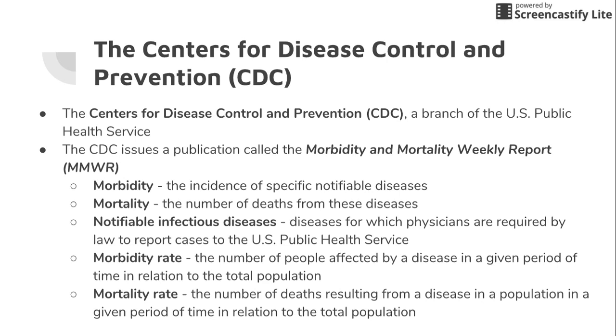So morbidity rate, mortality rate is just talking about the number of people that have it in a certain time period, and then the number of people that died during that time period. Again, 5,000 people got the disease in 2012, 300 died from it.